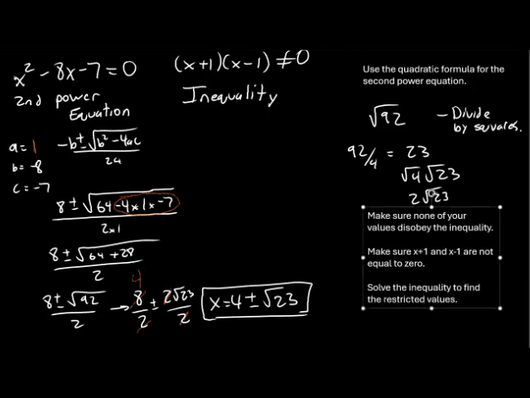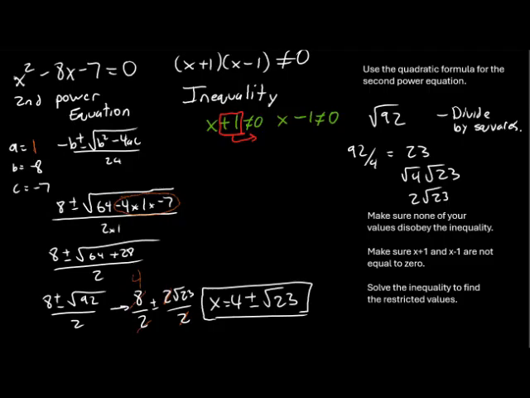Therefore, in that inequality, we will say x plus 1 is not equal to 0, and x minus 1 is not equal to 0. We will take the positive 1 and move it to the right. When we move that positive 1 over, it will become negative, and we will have x is not equal to negative 1. If we do the same thing to the negative 1, we will move that negative 1 to the right, and it will become positive 1, and we'll have x is not equal to 1. These are your restrictions for your equation.